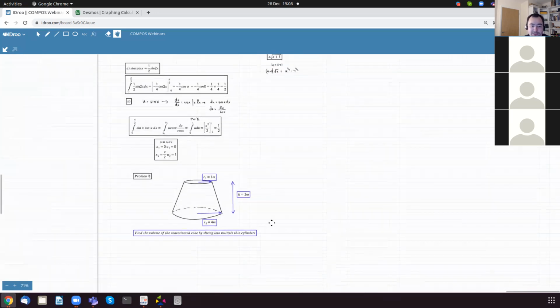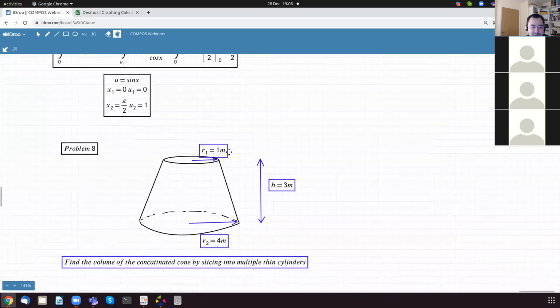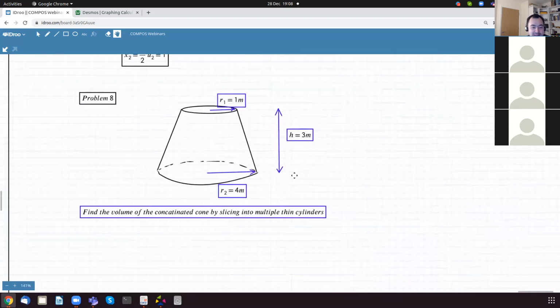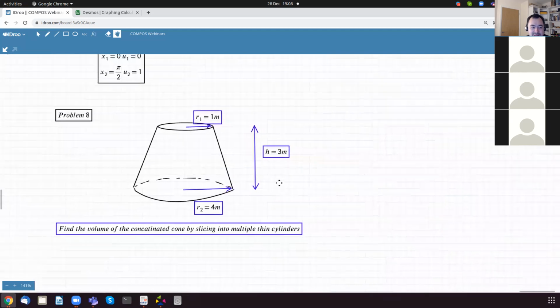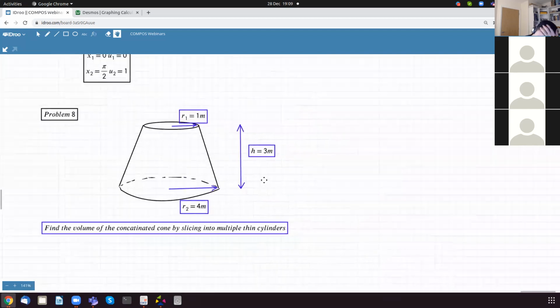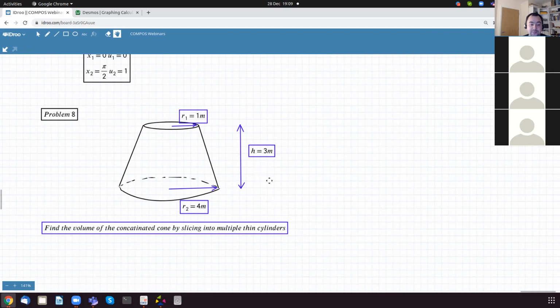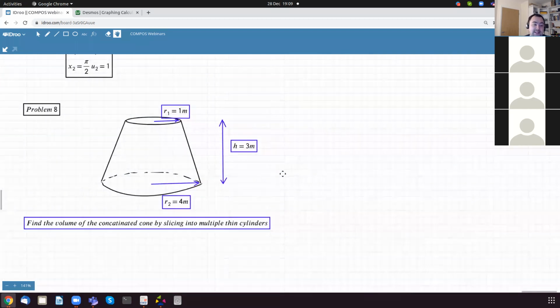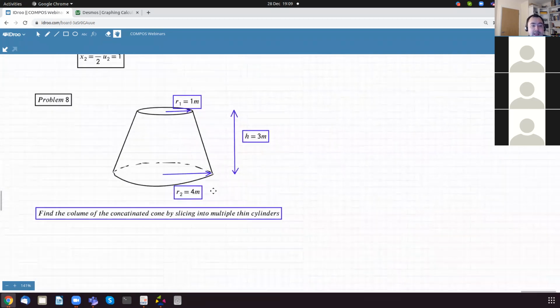Okay, and for dessert, the last question. So this is to do with Riemann sums, and where the integral comes from initially. So we have a truncated cylinder, and we need to find its volume by using integration, by slicing it into multiple thin cylinders.